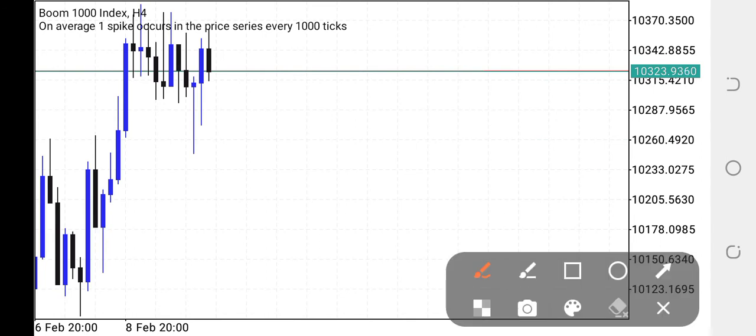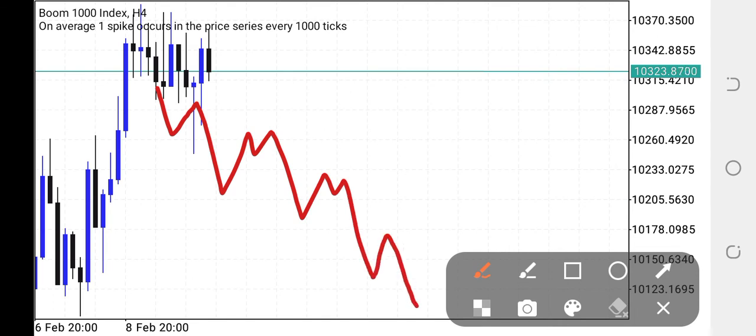Okay, this is how it works. Let's say the market has been coming down from a bearish trend. So let's say this is the market coming down from a bearish momentum. Then this is how the double bottom, or W formation, works.